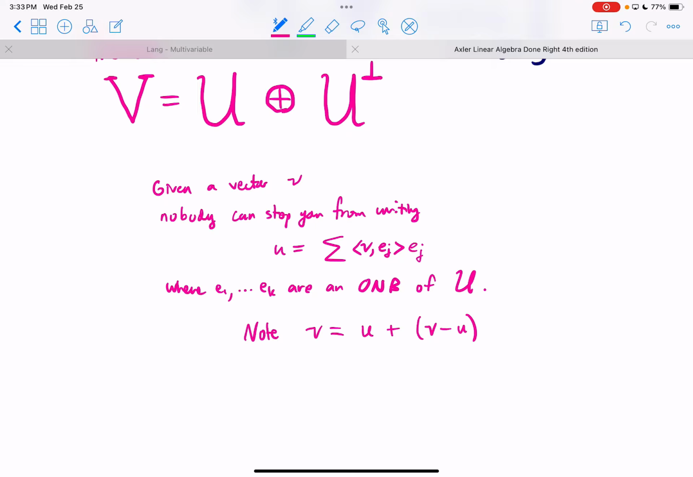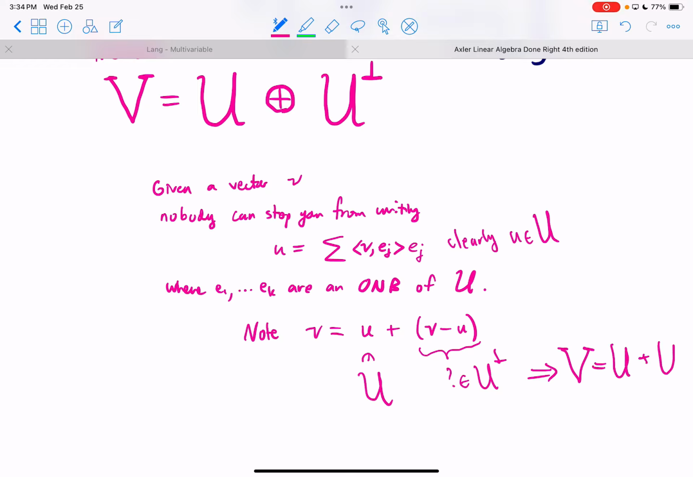And the key is that obviously this little vector U is in my subspace, which is clearly in capital U, because it's a linear combination of the basis of capital U. And now all I have to do is show that this piece is in U perp. So question mark, is it in U perp? And then what I've shown, if I can show it's in U perp, that implies that my big V is equal to my big U plus my big U perp.